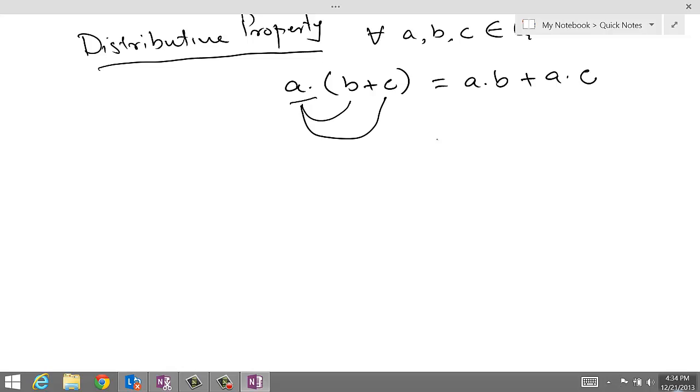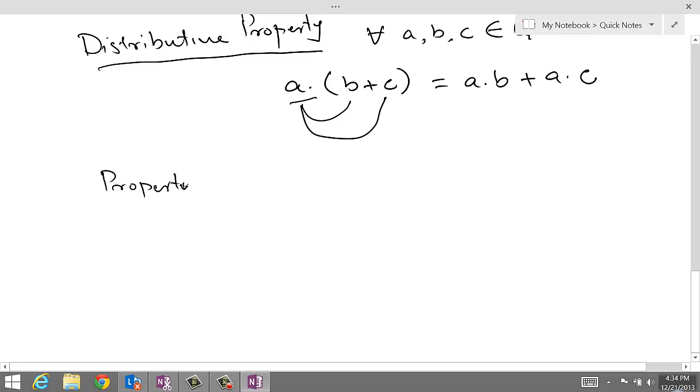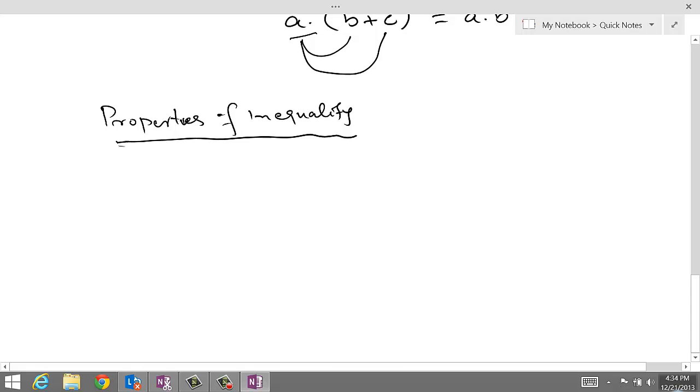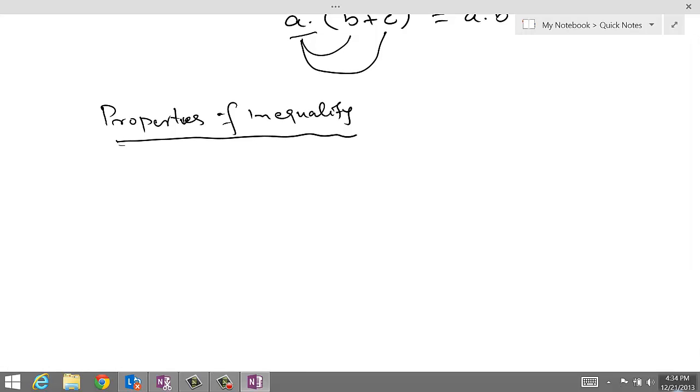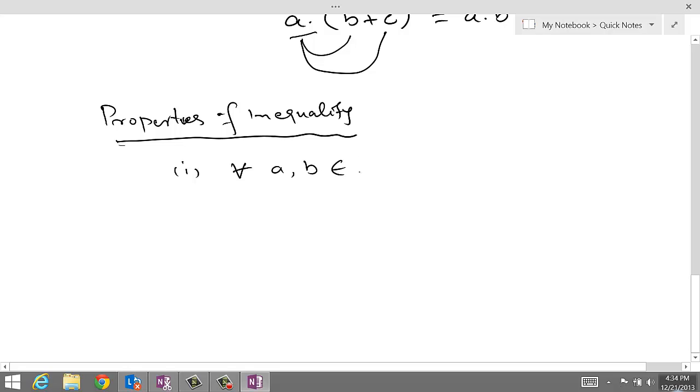Okay, properties of inequality. With respect to inequality, we have properties with respect to addition and subtraction, and properties with respect to multiplication and division. So first we are going to consider an inequality for all a, b belonging to Q.